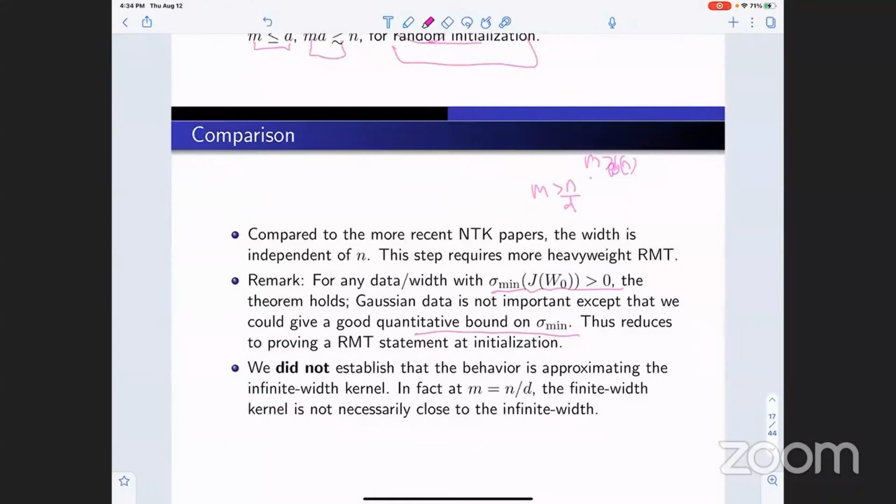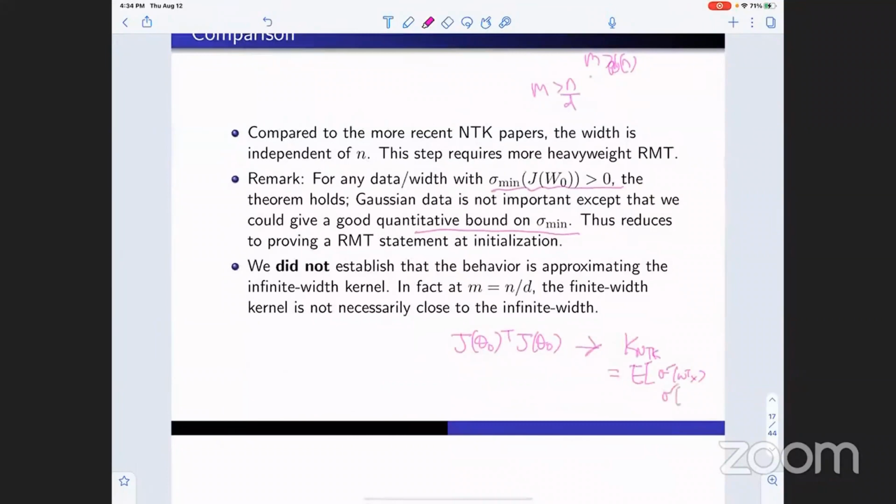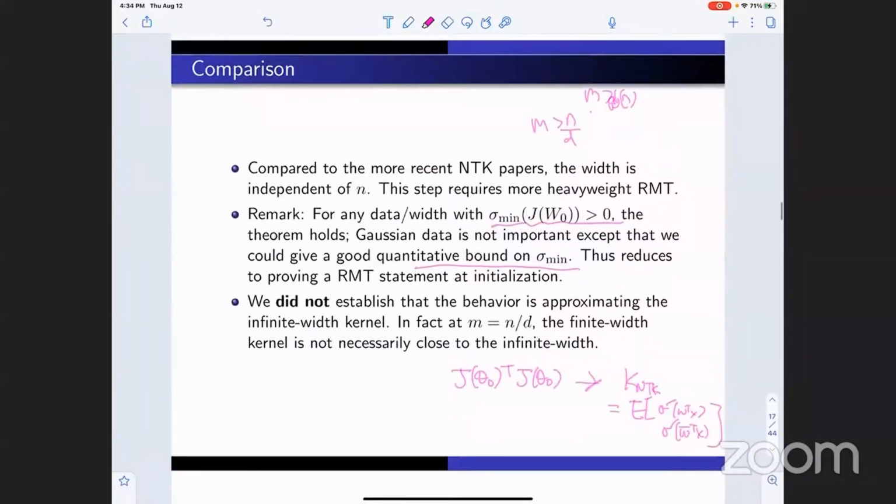In fact, here we did not establish that the behavior is approximating the infinite width kernel. We did not prove that the Jacobian is converging to the NTK kernel, which is defined to be the expectation of sigma prime of w x times sigma prime of w bar dot x. You're not necessarily converging to this quantity, nor do you need this. This is too stringent to desire if your only goal is to prove optimization results. And the finite width kernel in this linear regime is not close to the infinite width one. There's no convergence in operator norm, for example.